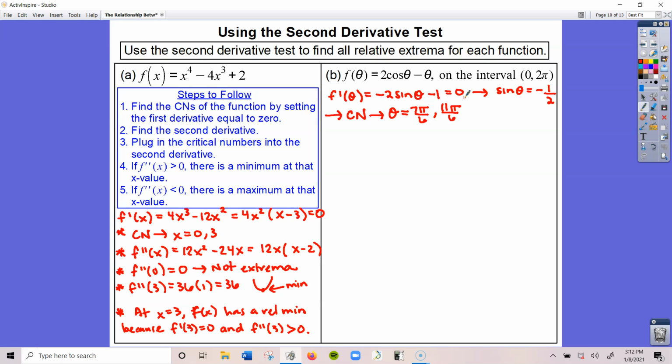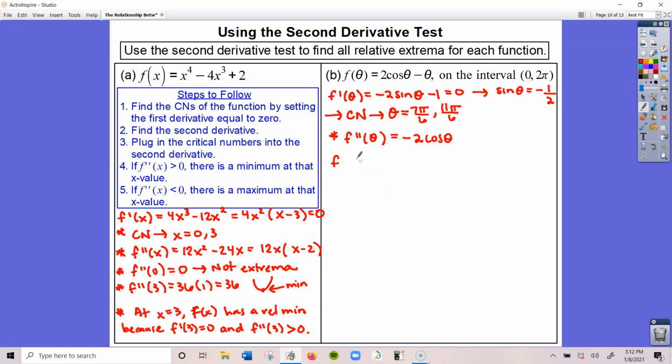And as a reminder, I figured that out because I already know that the sine of pi over 6 is 1/2, but it's negative 1/2. And on the unit circle, sine is only negative in quadrants 3 and 4, and 7 pi over 6 and 11 pi over 6 are in quadrants 3 and 4. So I have my two critical numbers, and I'm going to hold on to that information. Now we're going to find the second derivative. So f double prime of theta is going to equal negative 2 cosine theta, because it's this derivative right here. And now we're going to plug in these values.